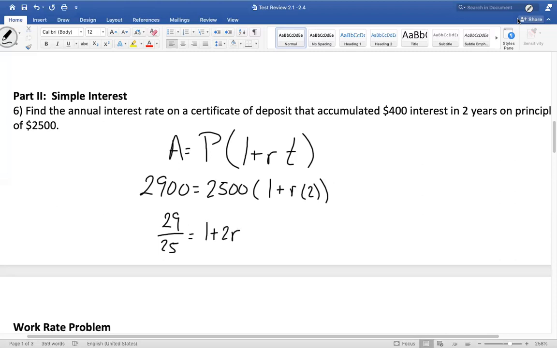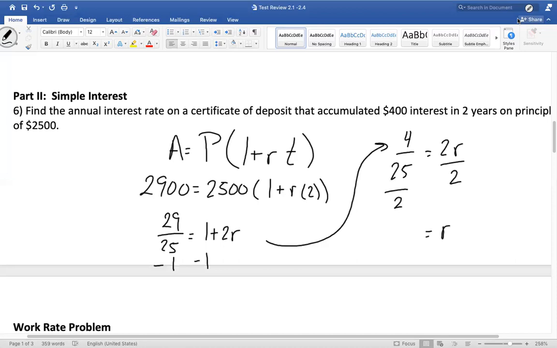Now, I could have distributed that 25 into it, but I like dealing with it this way, but that's also a way you could have done that. Now, what I'm going to do is subtract 1 from both sides. So 29 over 25 minus 1, which would be 25 over 25, is 4 over 25. And that equals 2R. Divide by 2. And R is going to equal 4 over 50, or I could write 2 over 25.